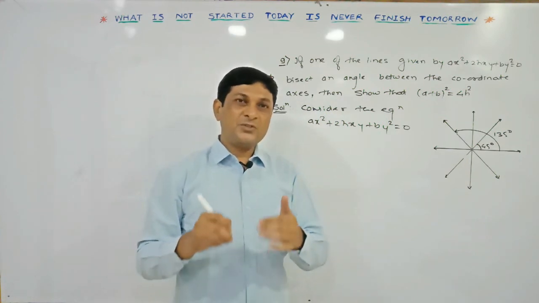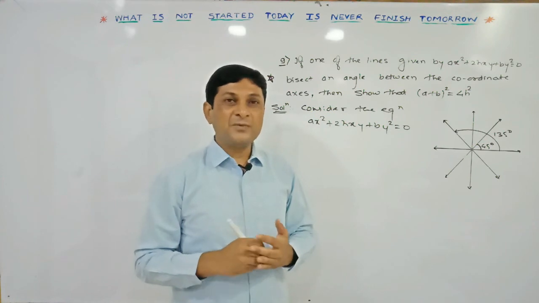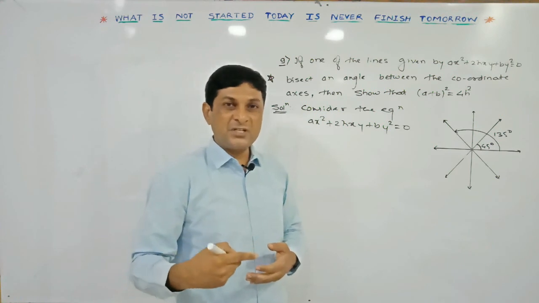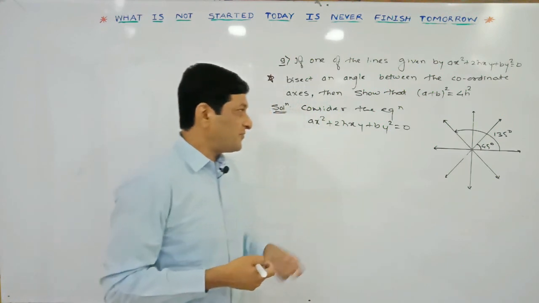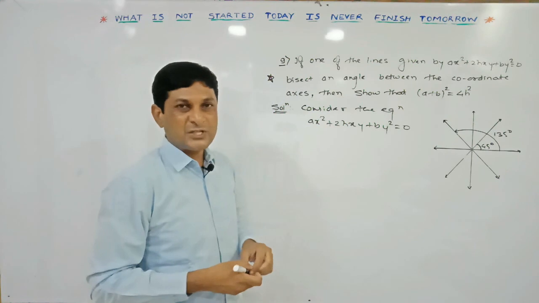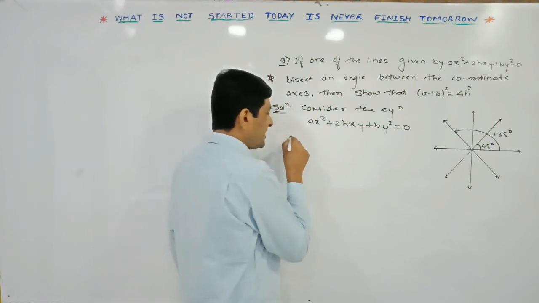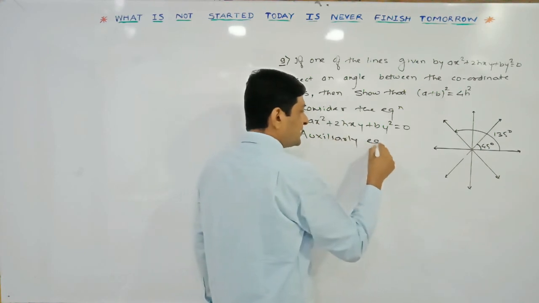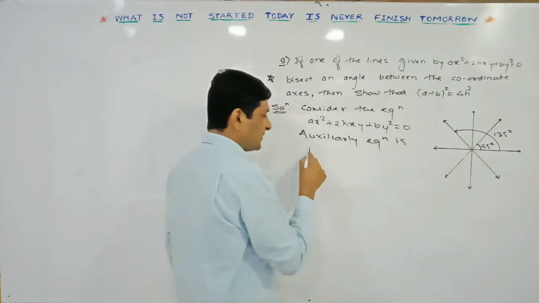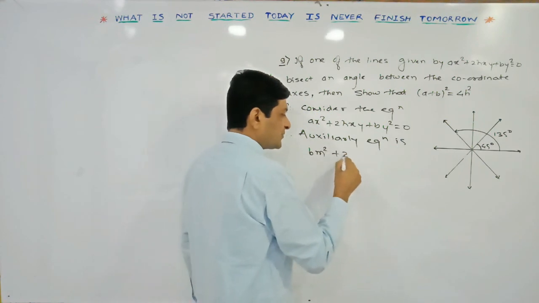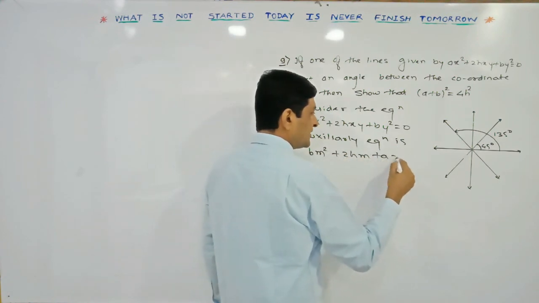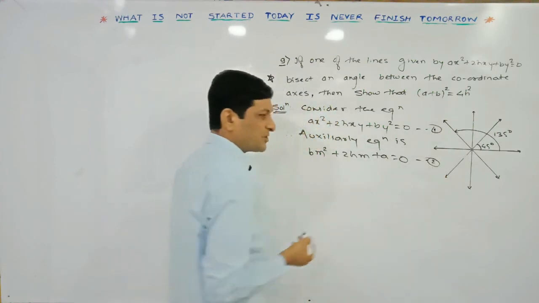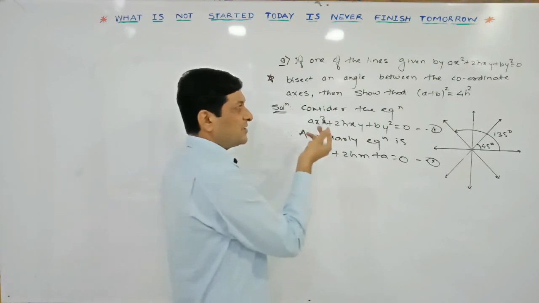and making use of the slope, we are able to take the help of what? The auxiliary equation, because the auxiliary equation is in terms of what? Slope. So that's why first we are converting this homogeneous equation into the auxiliary equation. So therefore, what is the auxiliary equation of this homogeneous equation? bm square plus 2hm plus a is equal to 0. Denote the given homogeneous equation by first and this auxiliary equation by equation second. Now we are using the given condition.